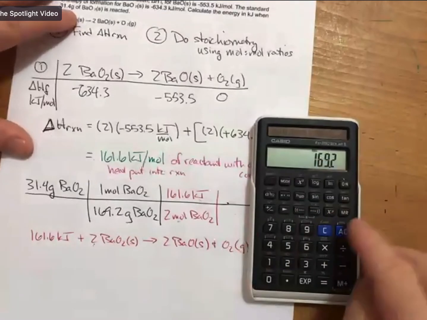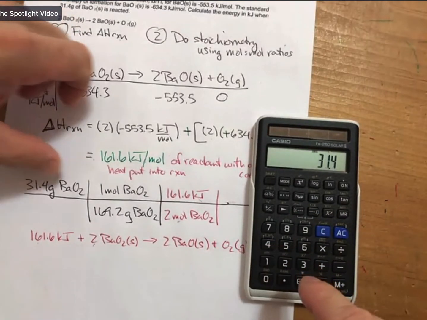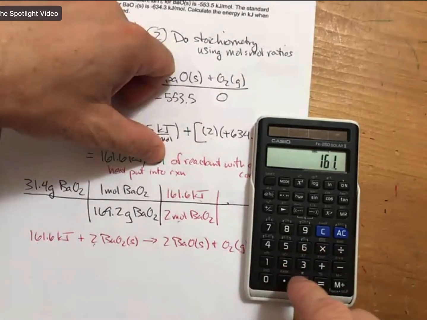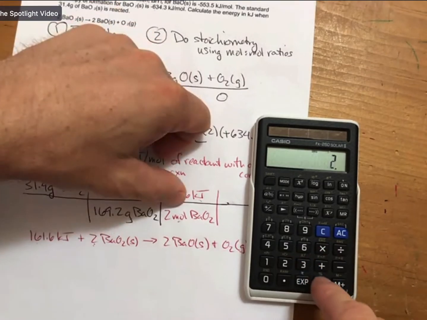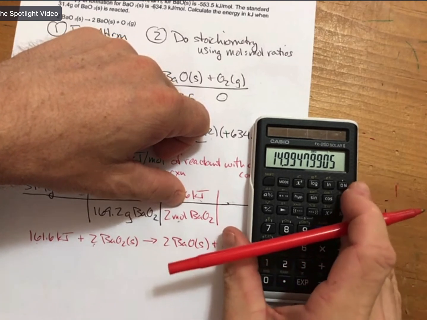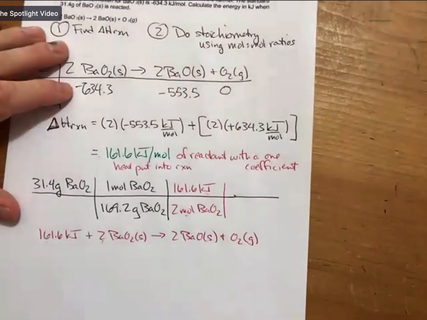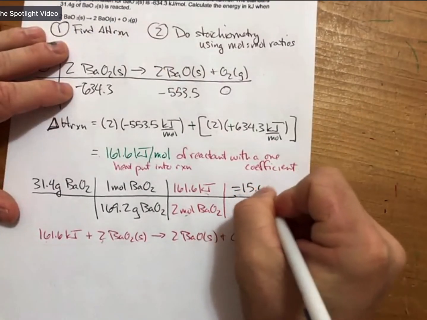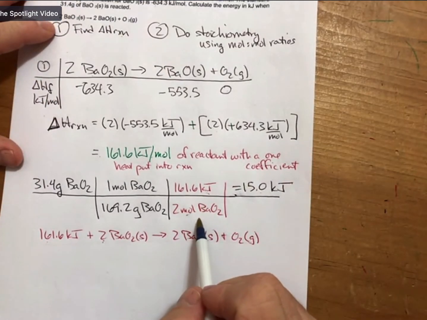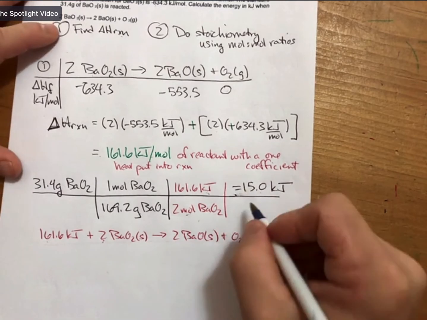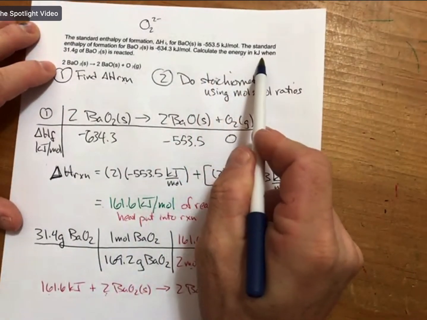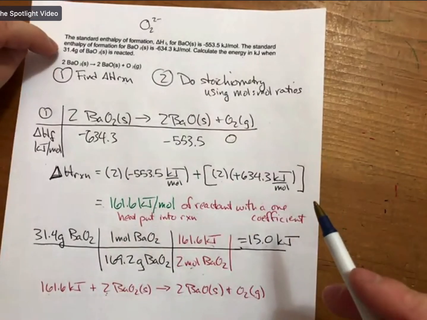Let's multiply this out. I get 31.4 divided by 169.2 times 161.6 divided by 2 is 14.99, or to 3 sig figs, 15.0 kilojoules. And our units are kilojoules because our per mole cancels out. That's how you know this is a heat. And it says way up here, calculate the energy in kilojoules. So this problem statement also has the units correct.